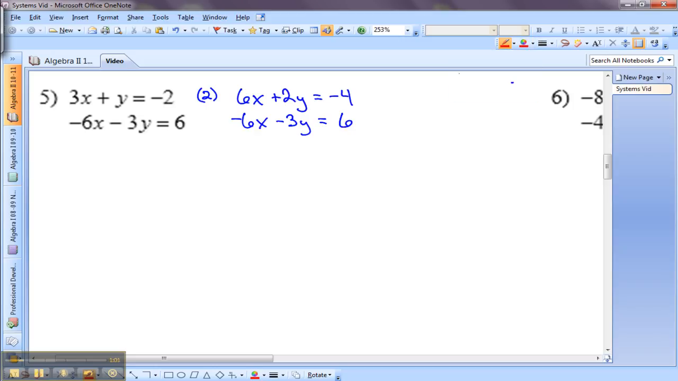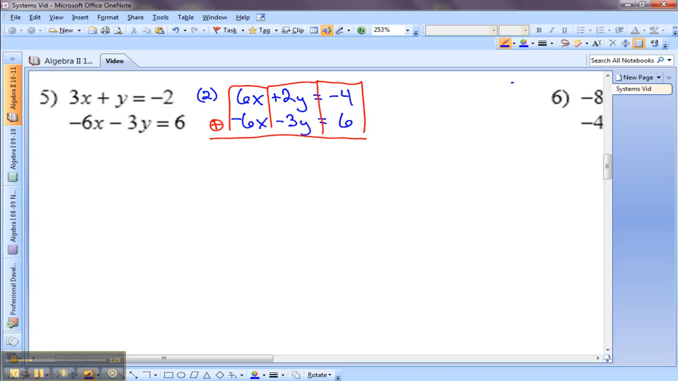And then we can see that our coefficients of x are 6 and negative 6. Since the signs are different, we are going to use addition. And again, just like the previous problems, I like to box out my individual terms to help me to see the 3 individual problems I will be doing.